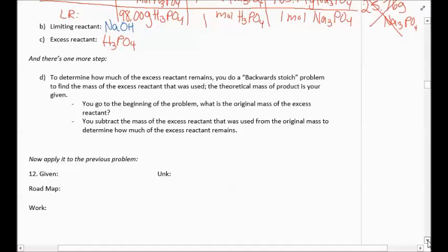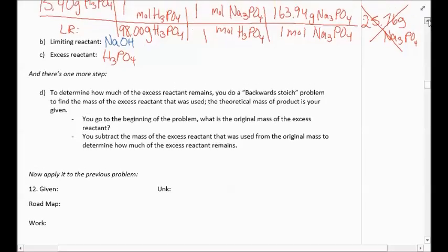Sometimes they're going to ask you how much of the excess reactant remains. So what we're going to do is essentially a backwards stoichiometry problem. We're going to find the mass of the excess reactant that was used. So this is based off of this last problem.